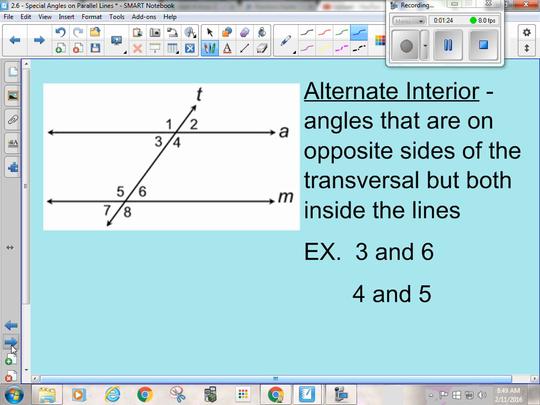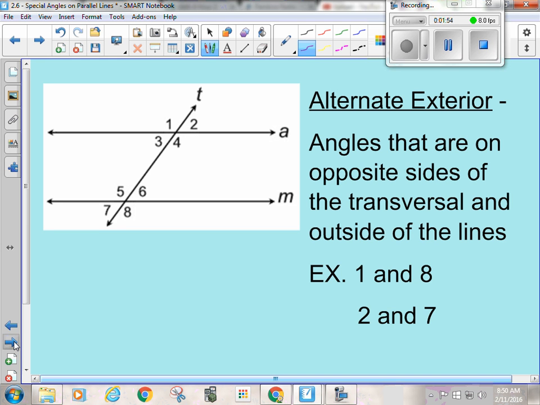We have alternate interior angles. They're angles that are on opposite sides of the transversal. They're both inside lines A and M. So for example, we have 3 and 6. See, they're on opposite sides of the transversal, but they're both inside my lines. Then 4 and 5 are also alternate interior angles. They are inside, but on opposite sides of my transversal.